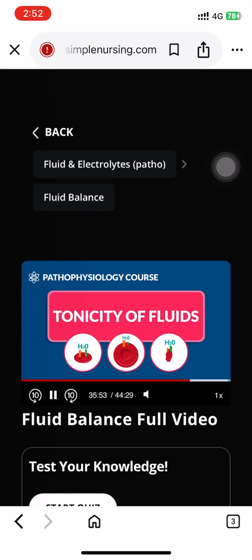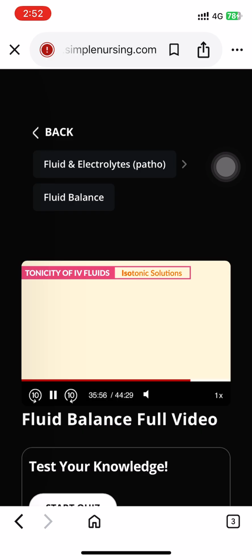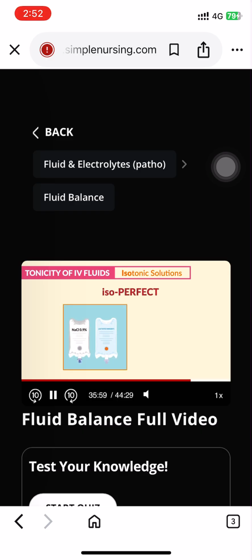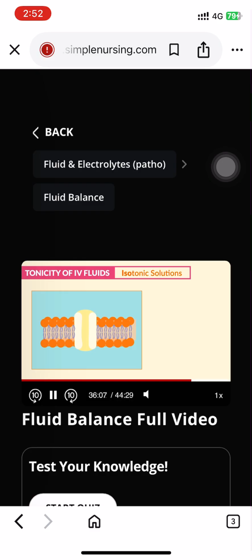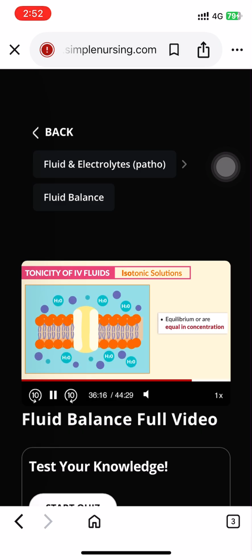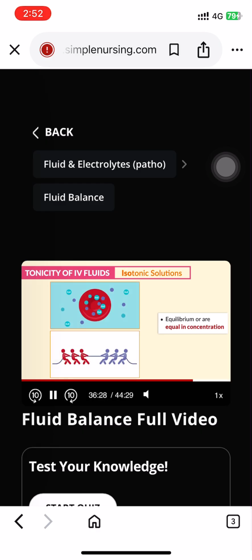Now for tonicity of fluids. First up is the isotonic solutions. So just think isotonics are iso-perfect. We have a perfect balance of solutes both inside and outside the cells. So there's no fluid shifts, or in fancier medical terms, when solutions on both sides of a cellular or selective membrane have established equilibrium, or are equal in concentration. They have equal osmotic pressure, basically meaning the concentration within the cell is the same as that outside the cell. So there's no tug of war or pulling of fluid out or into the cell. We have perfect balance with iso-perfect.